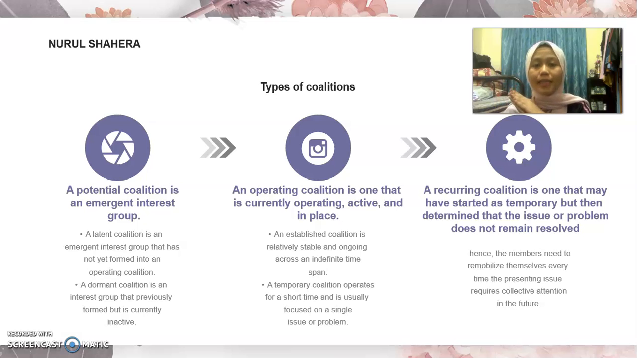The last type of collation is a recurring collation. So a recurring collation is one that may have started as temporary but then determined that the issue or problem does not remain resolved. Hence, the members need to remobilize themselves every time the presenting issue requires collective attention in the future. So I would like to conclude that there are three types of collation, which are potential collation, operating collation, and lastly, a recurring collation.